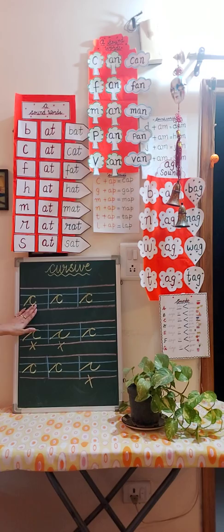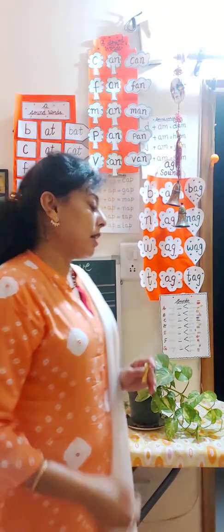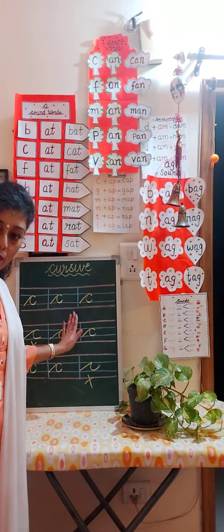You have to do the practice of writing C, and with the same formation you are going to learn the further letters. You are going to learn A, you are going to learn O, you are going to learn D, you are going to learn B. With the same formation you are going to learn the other letters. Clear? Is it clear now? You are going to write it.